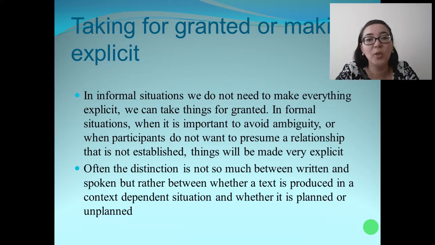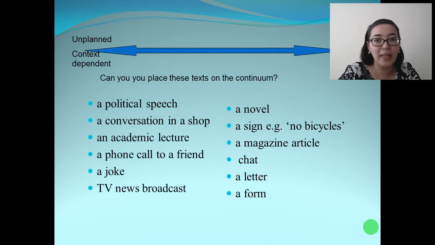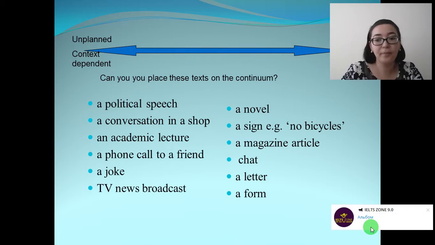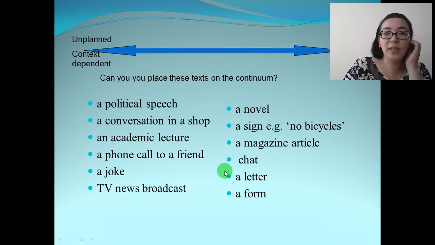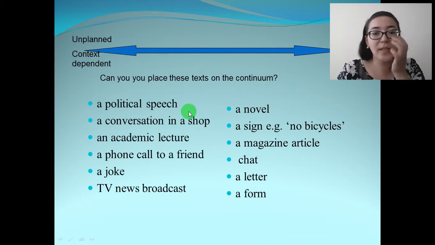Taking for granted or making explicit. In informal situations, we don't need to make everything explicit. We can take things for granted. In formal situations, when it's important to avoid ambiguity or when participants do not want to presume a relationship that's not established, things will be made very explicit. Often the distinction is not so much between written and spoken, but rather between whether a text is produced in a context-dependent situation and whether it's planned or unplanned. So here you can see unplanned and planned text, context-dependent and context-independent. Can you place this text on the continuum? You can try this kind of exercise.